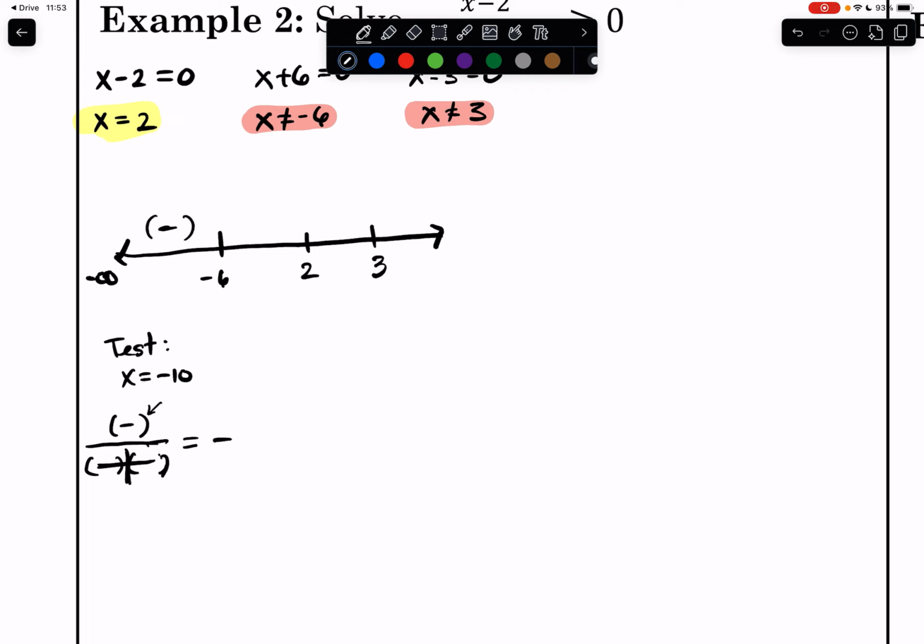Now, I forgot to do this at the beginning. These are my restrictions on the domain. So these endpoints are never going to count and are always going to be excluded from the intervals.